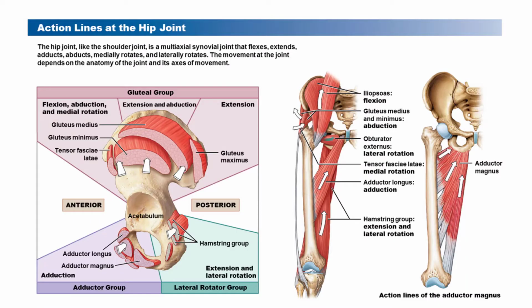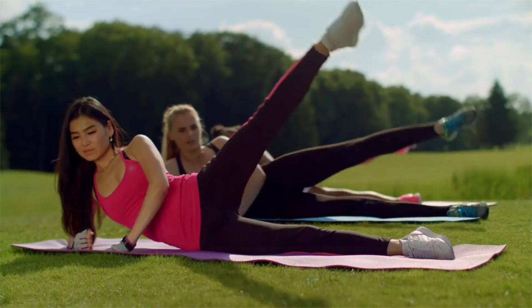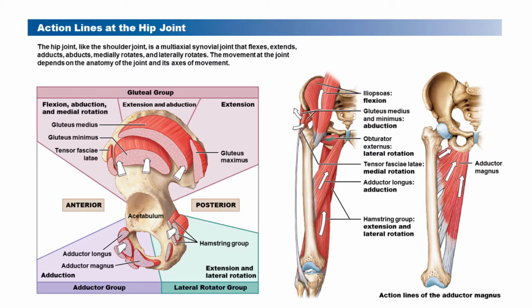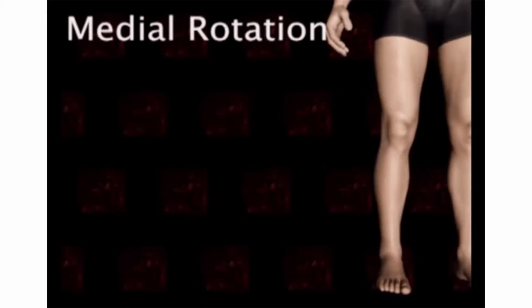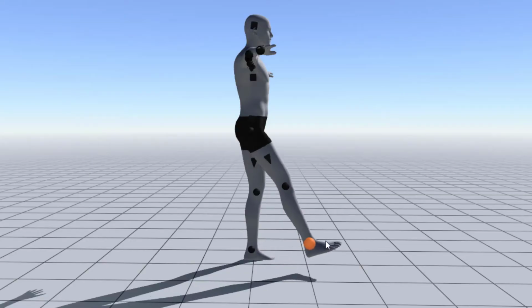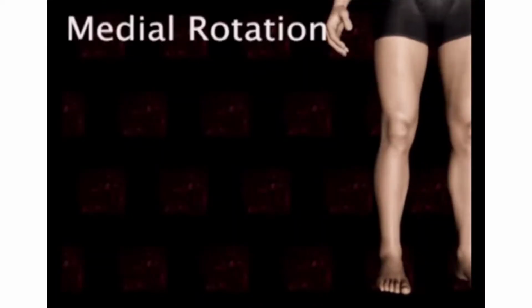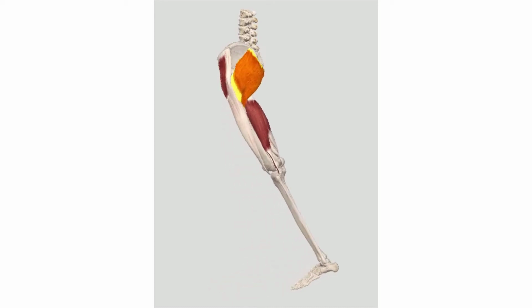The gluteal group is superior to the hip joint. This entire group will extend and abduct the hip. The anterior muscles, including the gluteus medius and the gluteus minimus, flex, abduct, and medially rotate the hip. The anterior tensor fasciae latae does the same, flexion, abduction, and medial rotation. The posterior gluteus maximus extends the hip.